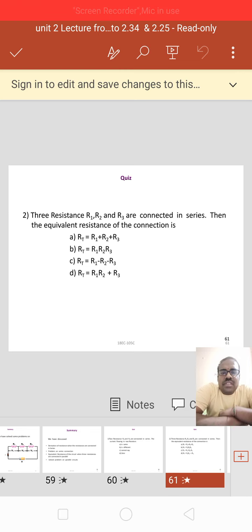Answer is B. When three resistances R1, R2, R3 are connected in series, the equivalent resistance of this connection is: A, RT equal to R1 plus R2 plus R3; RT equal to R1, R2, R3; RT equal to R1 minus R2 minus R3; RT equal to R1, R2 plus R3. By clearly observing these four options, we find that RT equal to R1 plus R2 plus R3. That is, the option for the second question is A, RT equal to R1 plus R2 plus R3.